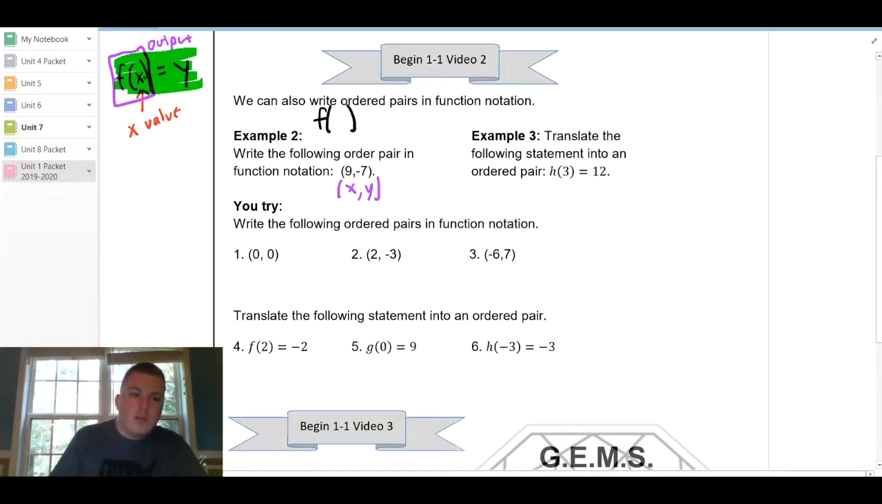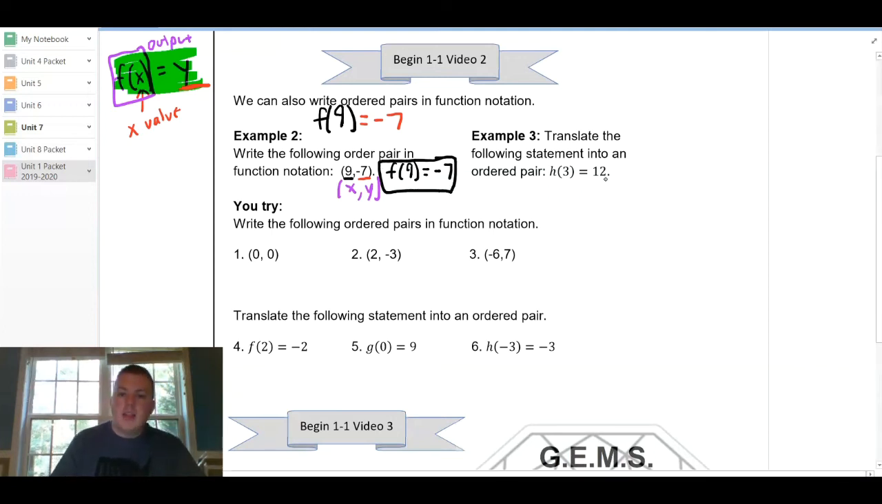Anyway, we are going to replace the x value over here with the x value from our problem, which in this case was 9. So I'm going to write f of 9. And then I want to replace the y in this statement with what our y is in our ordered pair, in this case, negative 7. And that's really all there is to do. To rewrite 9, negative 7 as function notation, it's just f of 9 equals negative 7. And that is our answer.